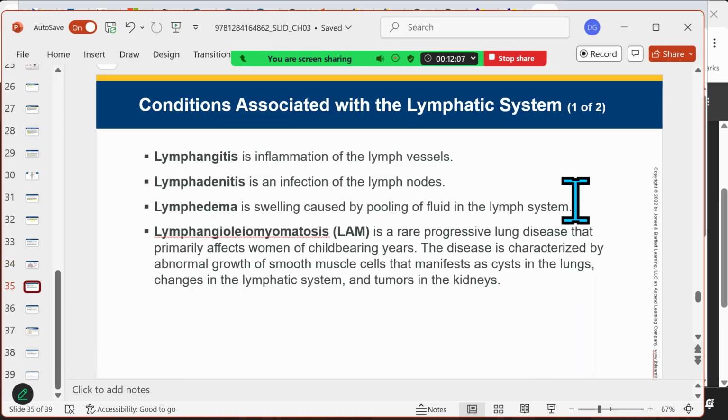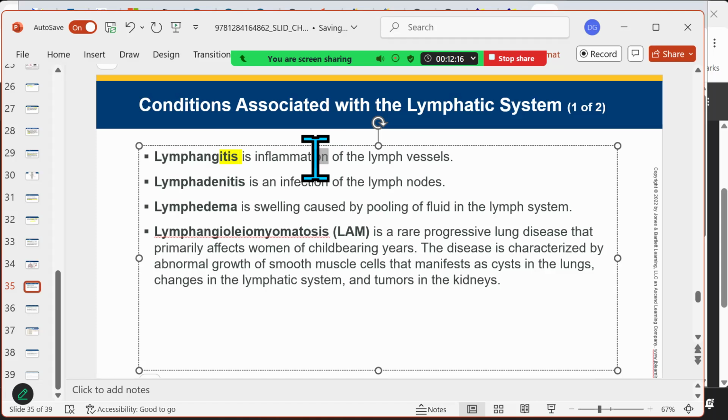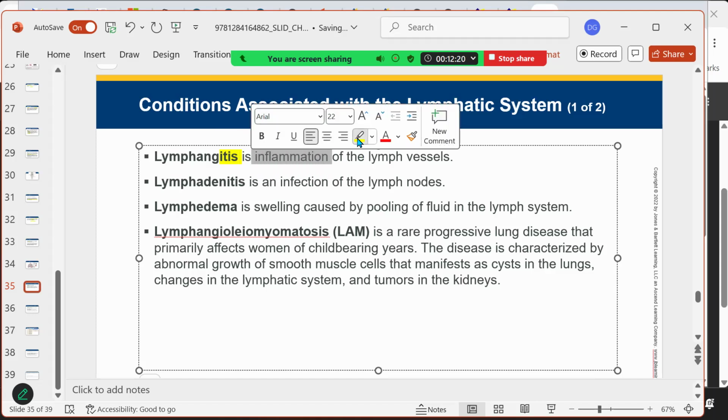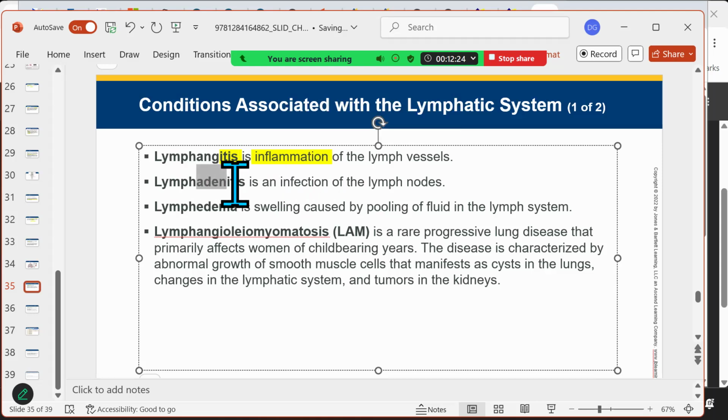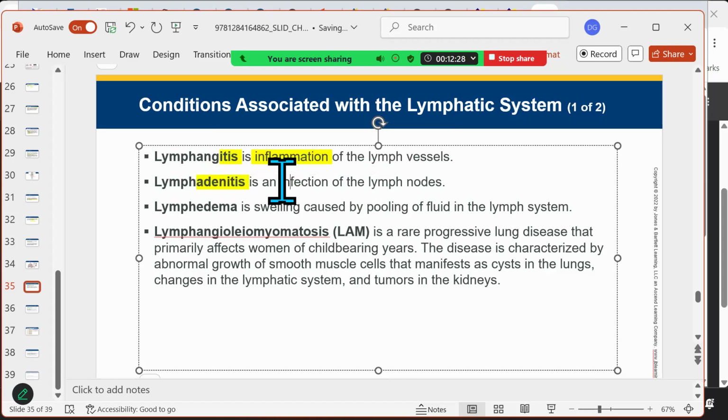Conditions associated with the lymphatic system: lymphangitis, which is inflammation. Any itis, as you know by now, is inflammation. Lymphadenitis is infection. Adenitis. And then lymphedema is swelling.